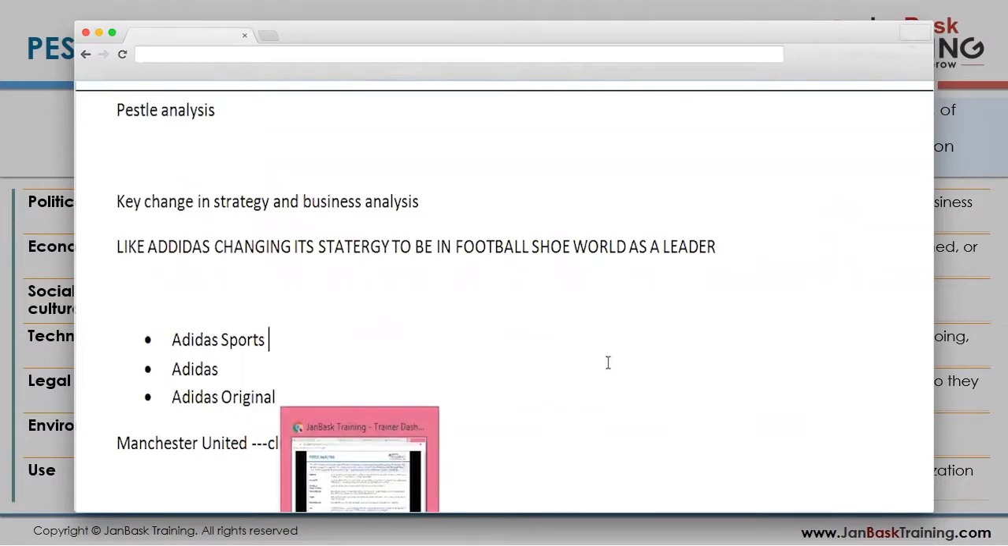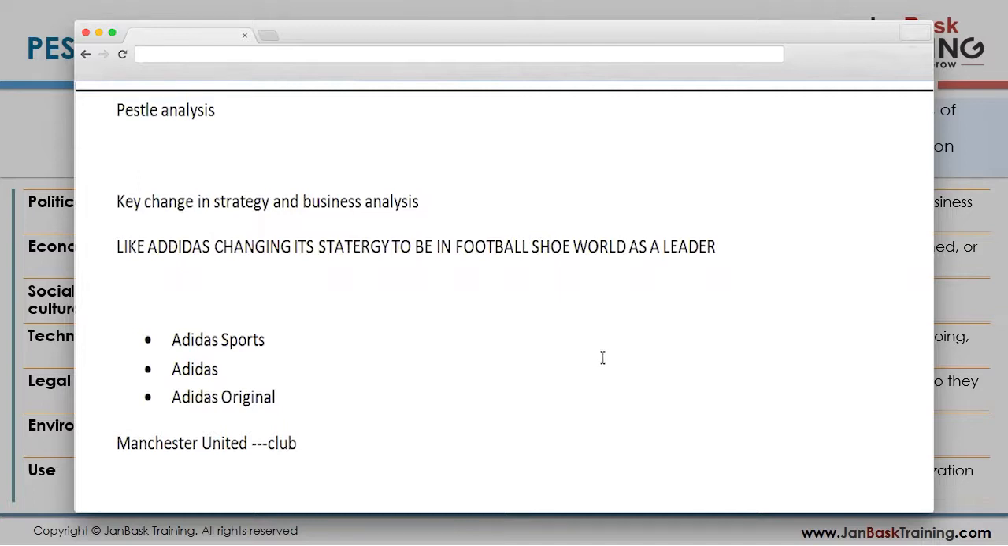Whereas if you go with the PESTLE analysis or the SWOT analysis, you will find that the major consumers or market of the shoes is football players, football leagues, or people associated with football. Their heaviest consumers are among football people. So what Adidas, as a company, did smartly is that they had their brand Adidas and Adidas Original, and they created a sub-brand called Adidas Sports. If you go on Google and research more, you will find all these three brands.